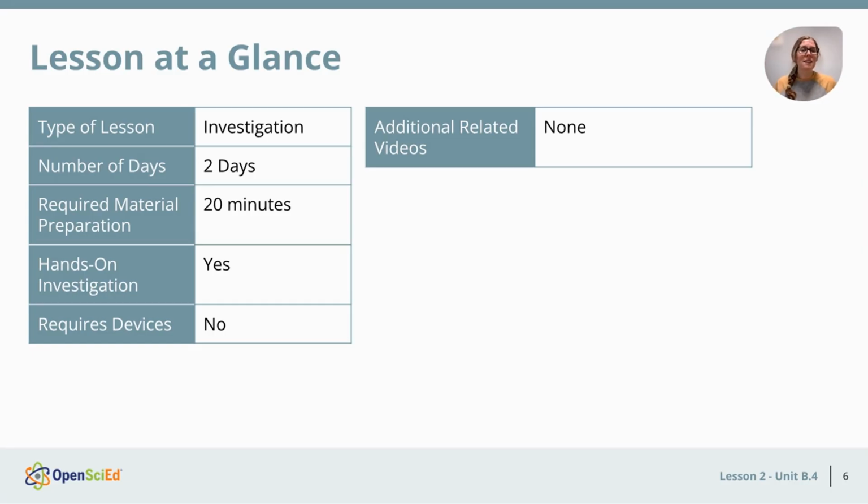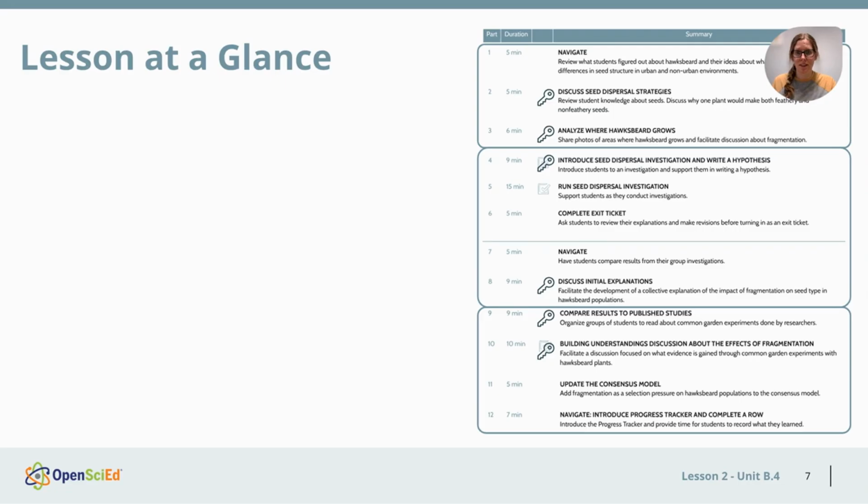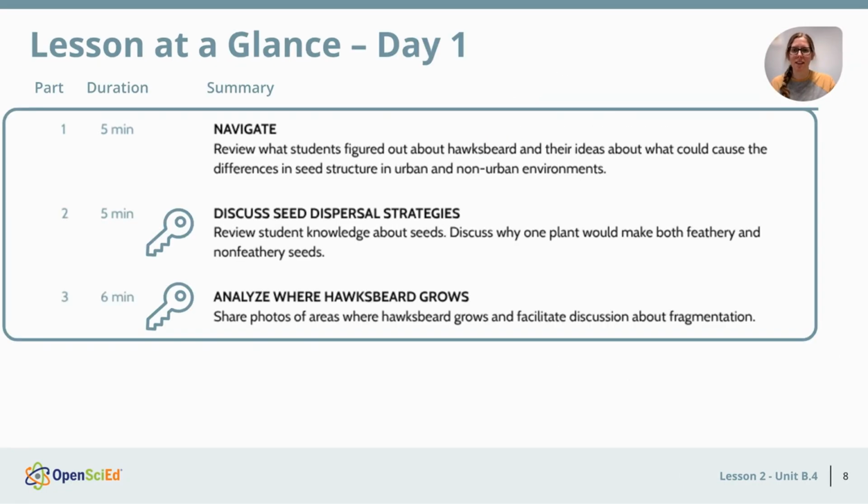All right, this is an investigation, so there is a hands-on lab in this lesson. It'll take 2 days, required material preparation, 20 minutes, printing off some handouts, as well as preparing for that lab, gathering materials. It is a hands-on investigation that does not require devices and has no additional related videos. When we see the lesson at a glance, there are 3 sense-making loops that we're going to go ahead and look in more detail at.